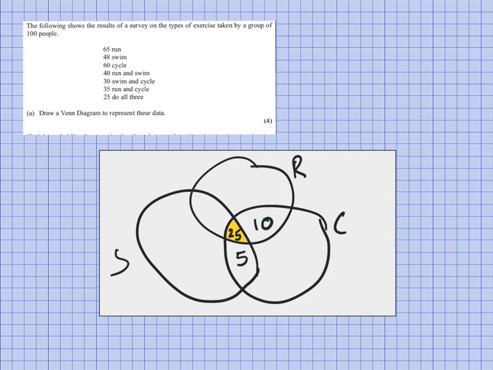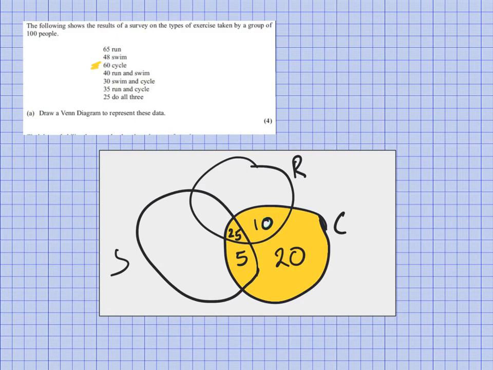Okay. There are 60 people who cycle altogether. We can see 60 people cycle up here. That total circle, adding together all of the cycle sections, must come to 60 altogether. We've got 30, 40 there, so this section will be 20. The total yellow area is all of the people who cycle. That comes to 60. Okay, good.